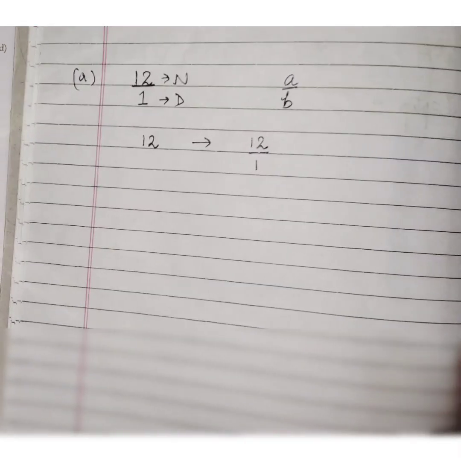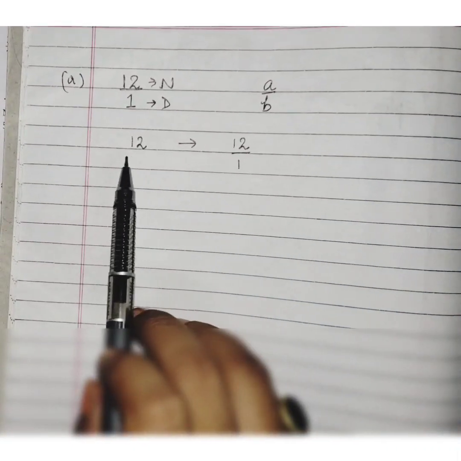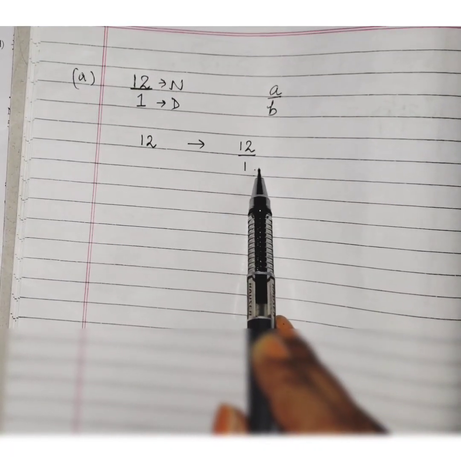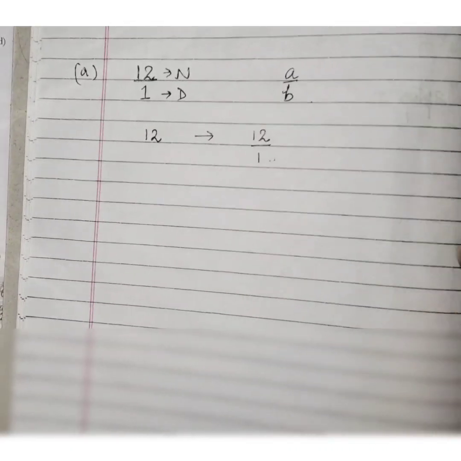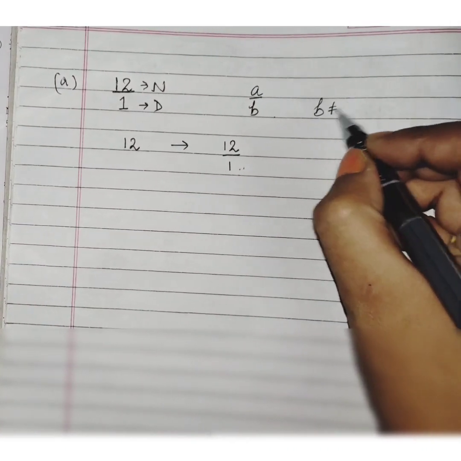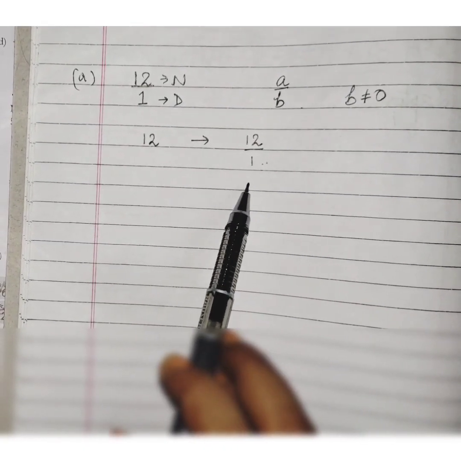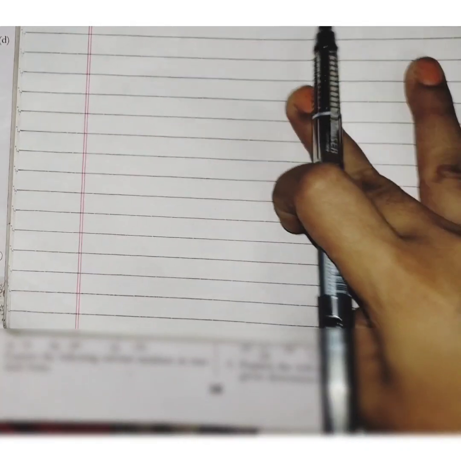Okay. So this 12 can be written as 12 upon 1 and we can change the given number into a rational number because rational number are in the form of a by b and b is not equals to 0. So we can't take 0 in denominator. So that's why I have taken 1. Now come to the B part.